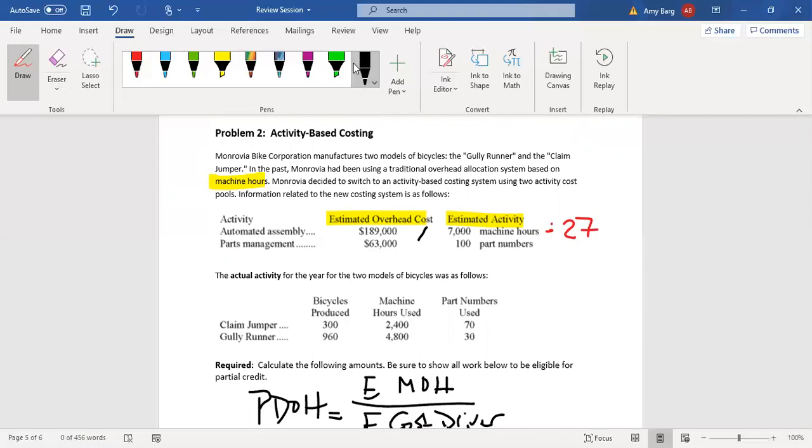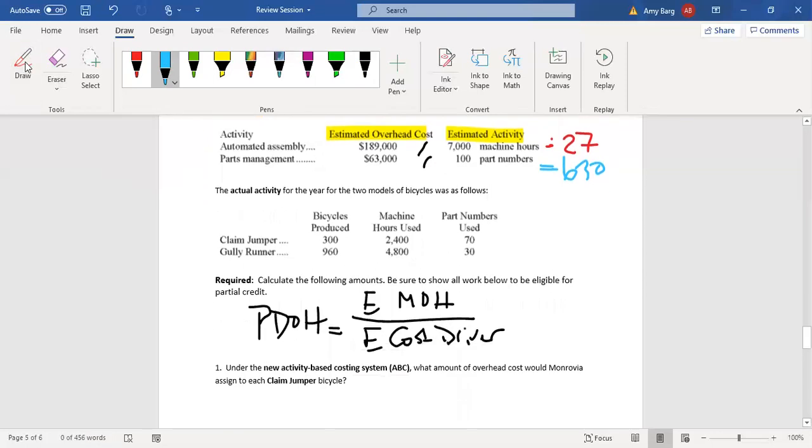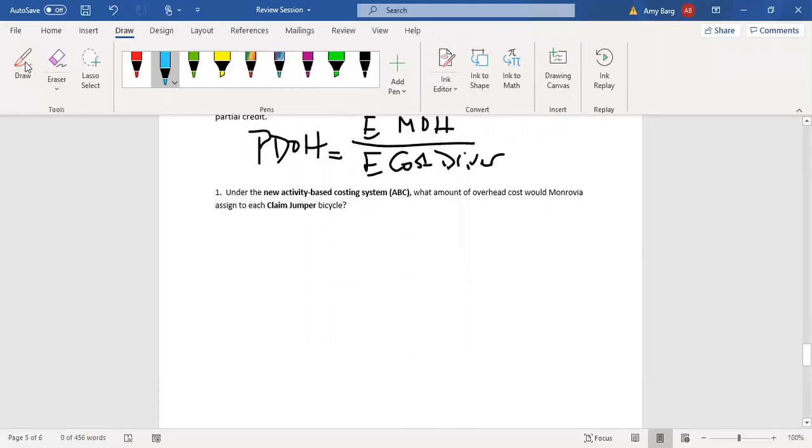And for parts management, it's 63,000 in estimated overhead. We're going to divide that by 100 parts. And so then that is going to equal 630. So those are our rates. That's how much we're going to charge in manufacturing overhead per machine hour or part number. So under the new activity-based costing system, what amount of overhead costs would Monrovia assign to each claim jumper bicycle?